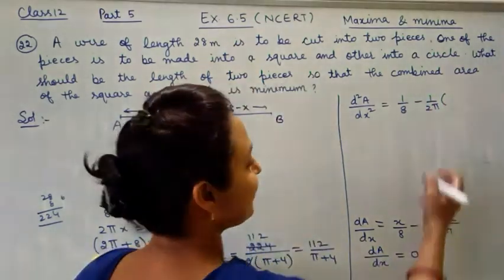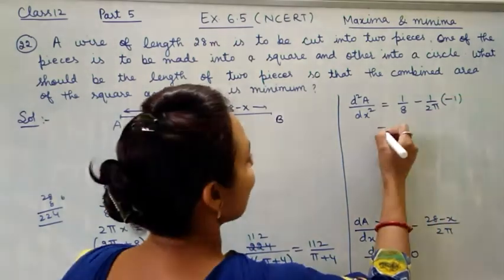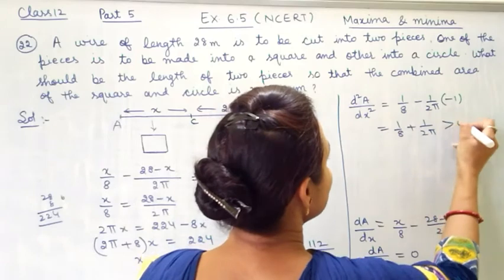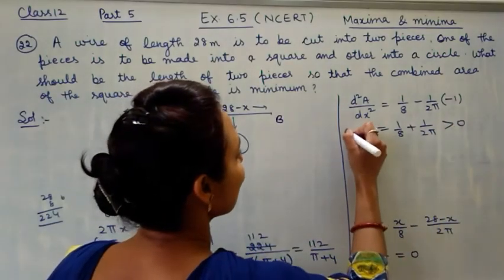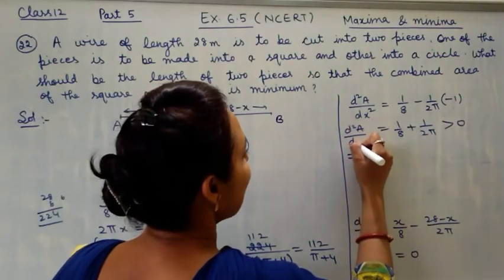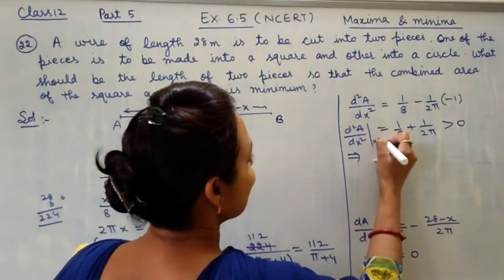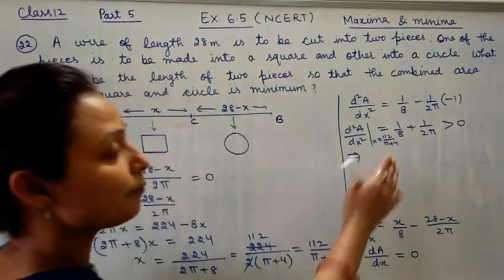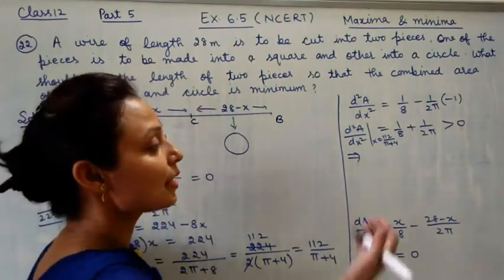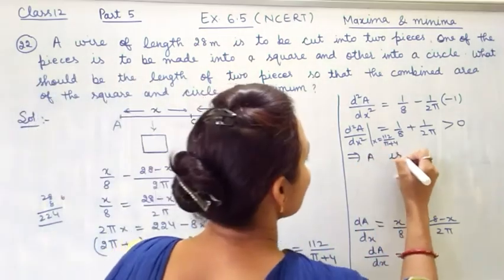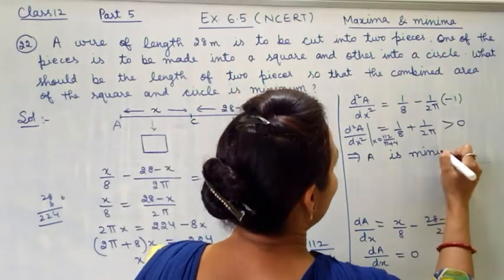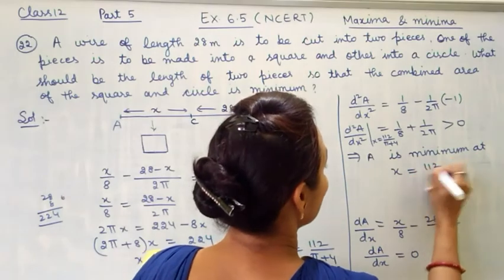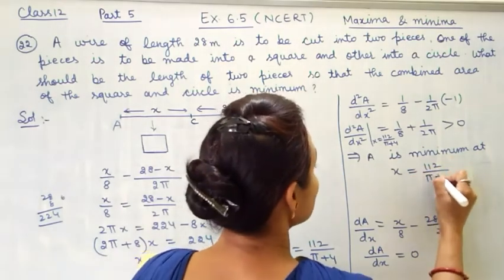When you differentiate this one, it is minus 1, so 1 by 8 plus 1 upon 2 pi is greater than 0. This implies that at x equal to 112 upon (pi plus 4), the value remains the same because there is no x. So A is minimum at x equal to 112 upon (pi plus 4).